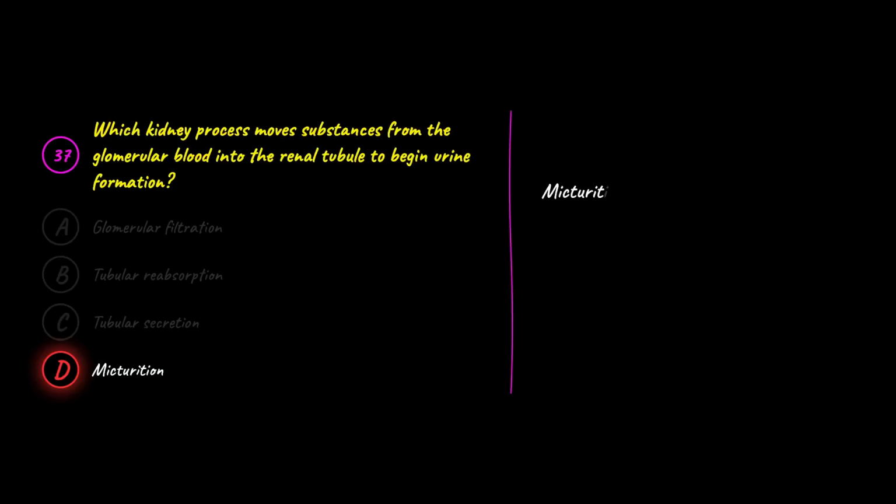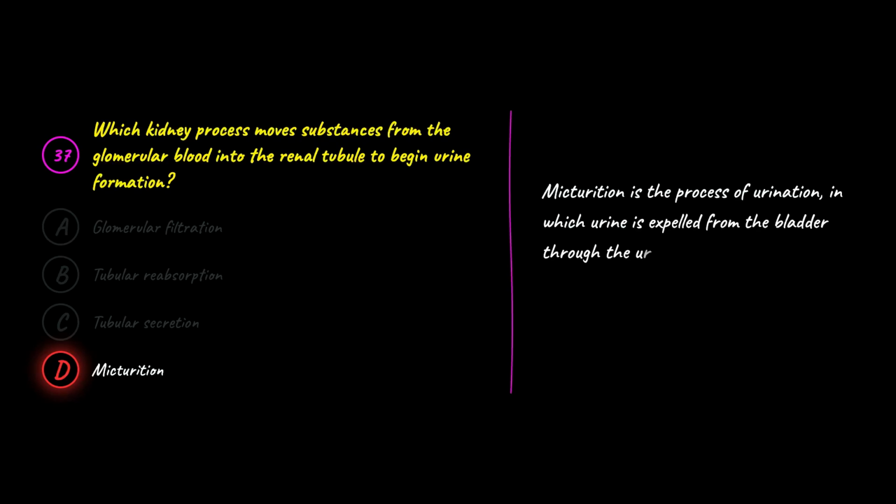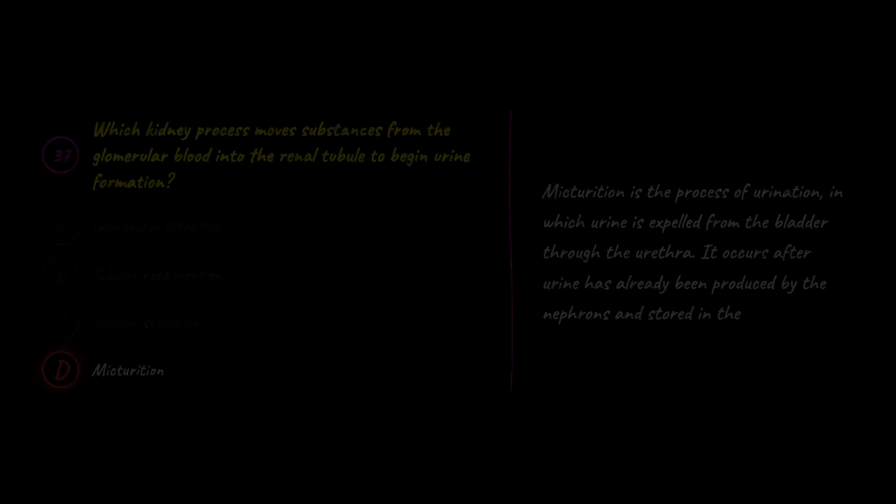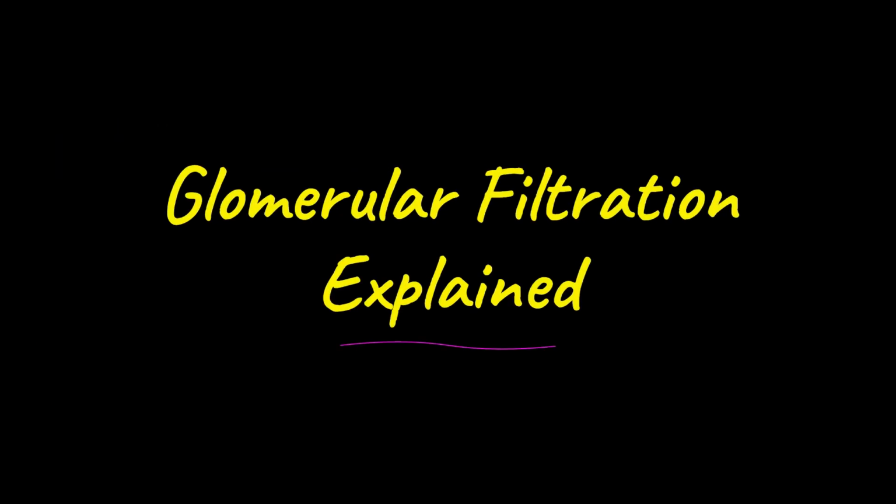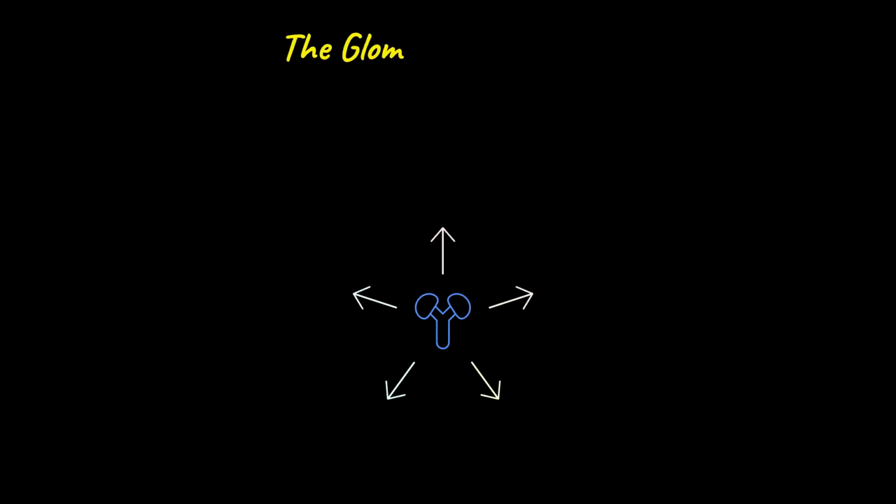D is wrong because micturition is the process of urination, in which urine is expelled from the bladder through the urethra. It occurs after urine has already been produced by the nephrons and stored in the urinary bladder. Glomerular filtration is the first step in urine formation and the foundation of how the kidney cleans the blood. Understanding its structure and mechanics explains both normal kidney function and what goes wrong in kidney disease.